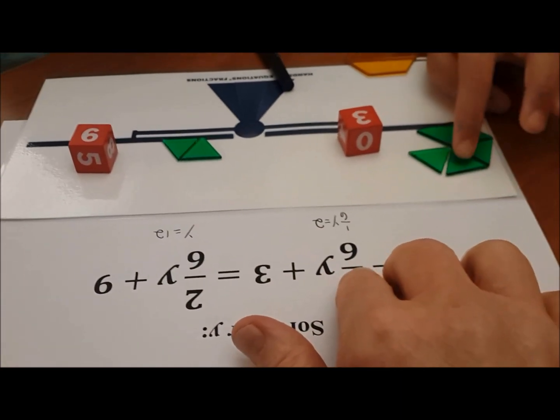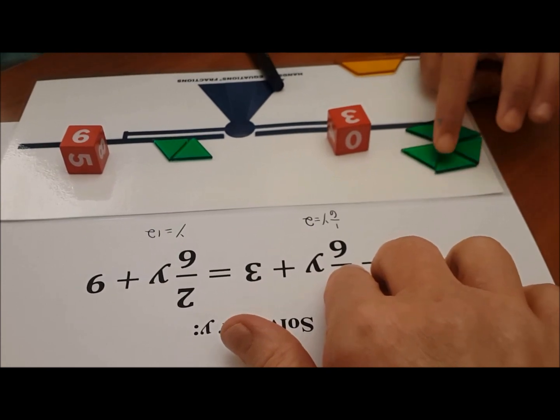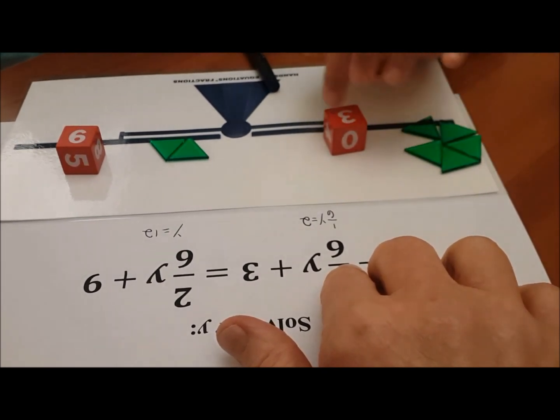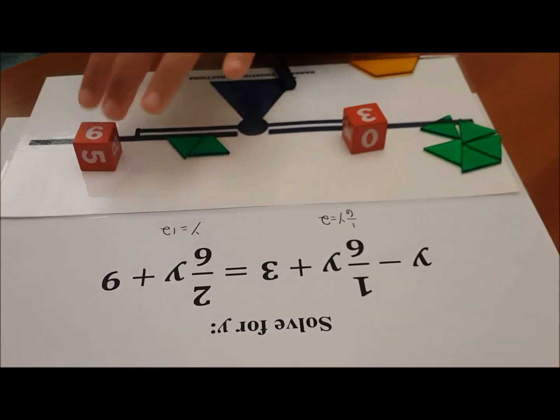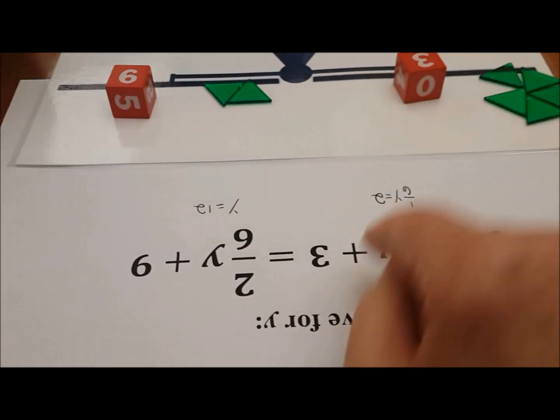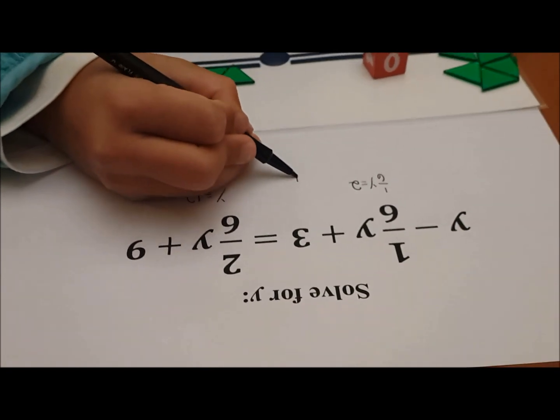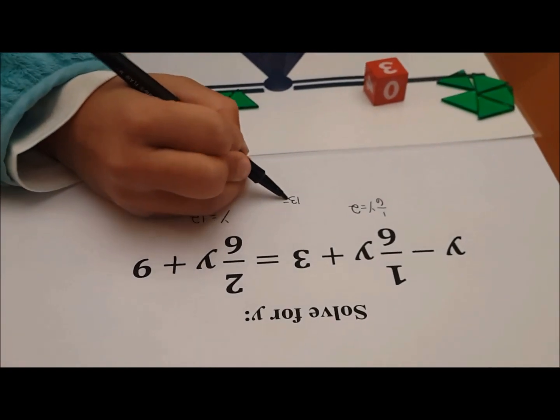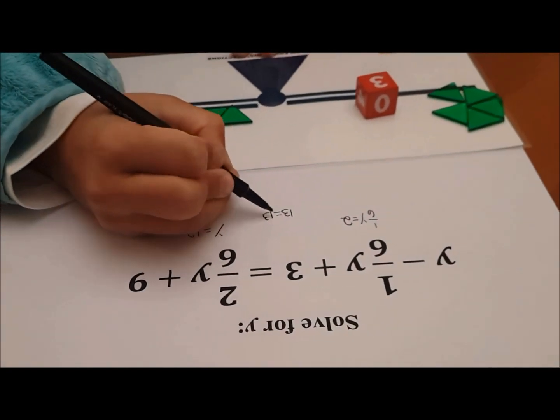So wait, this 4, 6, 8, 10, 13, 2, 4, 13. Okay, so let's write 13 equals 13 for the check. Okay, Karen, very nice.